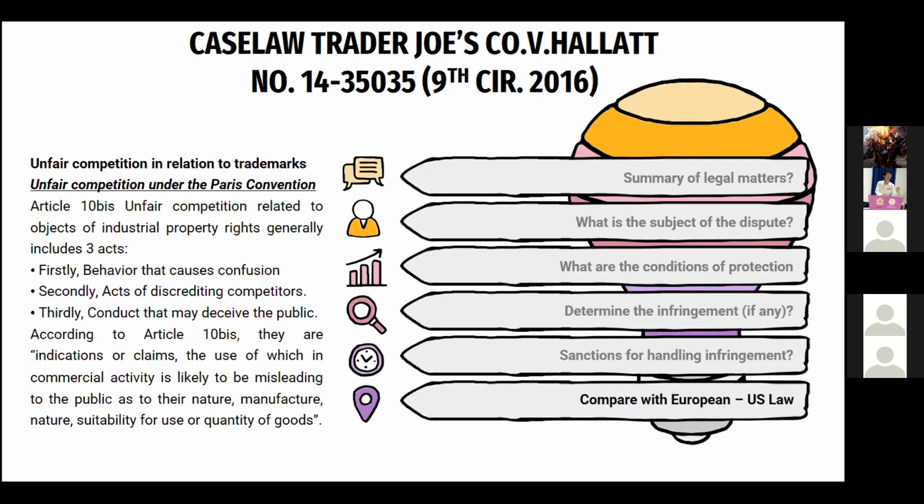So we turn to unfair competition in relation to the trademark. The basis is in the Paris Convention, PCT and TRIPS. First, it is behavior that causes confusion. Secondly, it is an act that distorts competition, and third, the conduct may mislead the public. The legal basis is in Article 10.